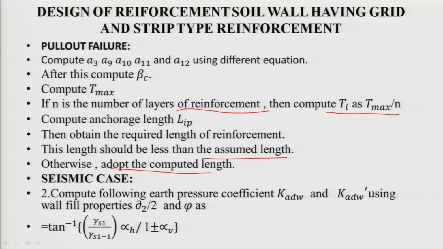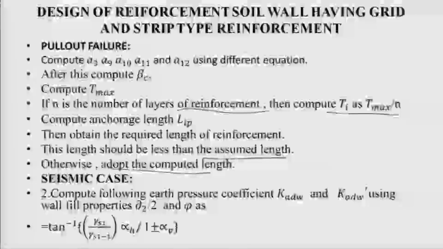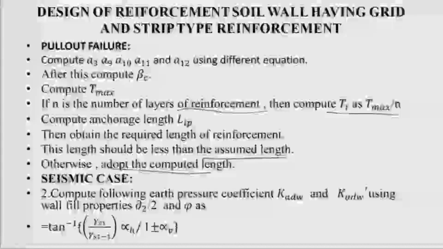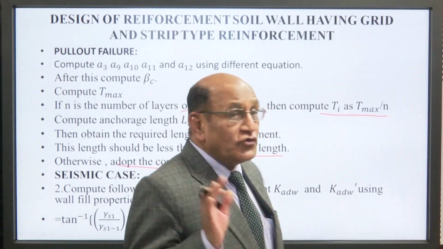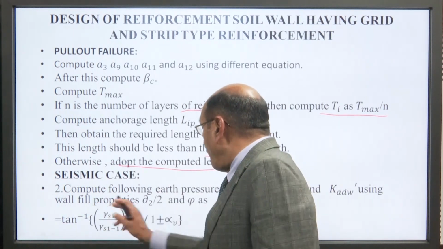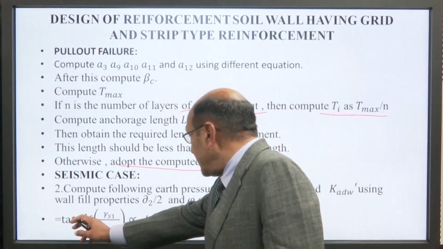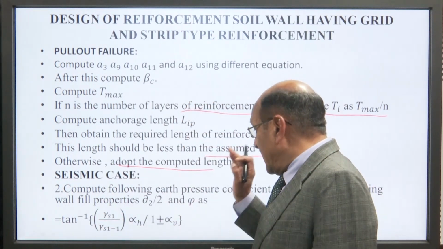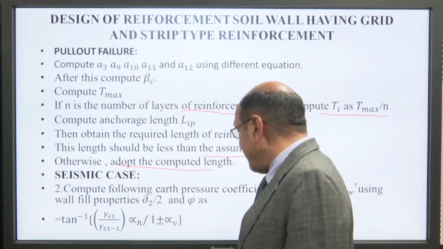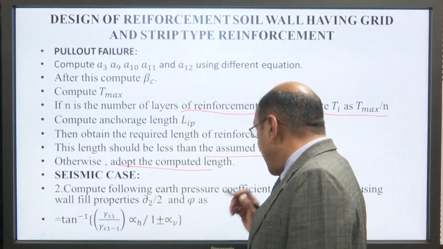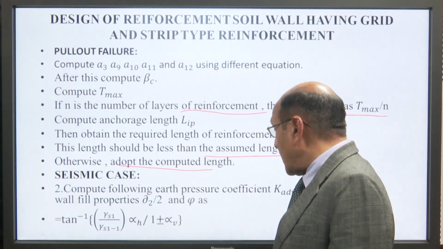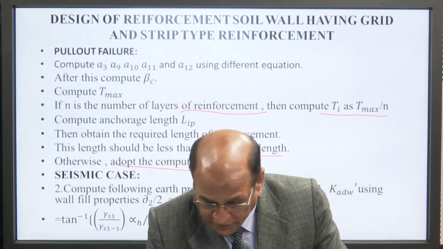Then we consider seismic case. In the seismic case, we have to compute this in the similar fashion. Compute the following earth pressure coefficients, that is KADW and KADW dash using the wall fill property delta 2 by 2 and phi as tan inverse of gamma S1 divided by gamma S1 minus 1, alpha H divided by 1 plus or minus alpha V. So we can compute this one.